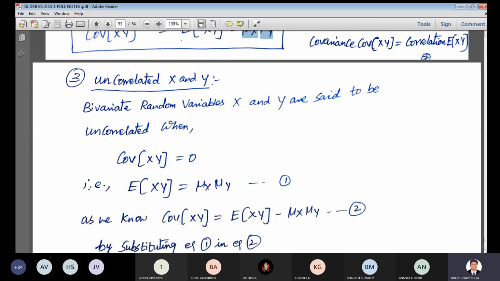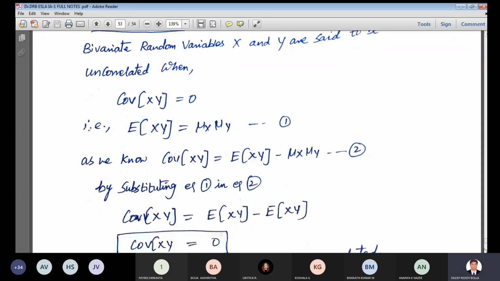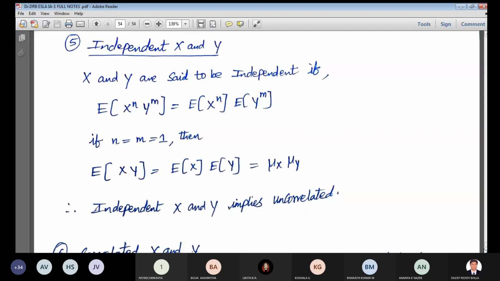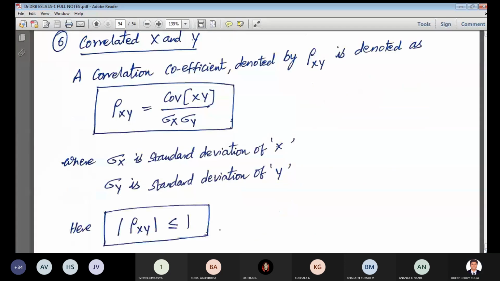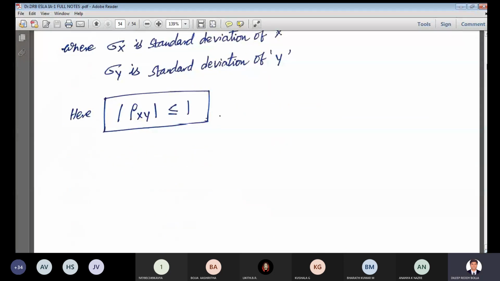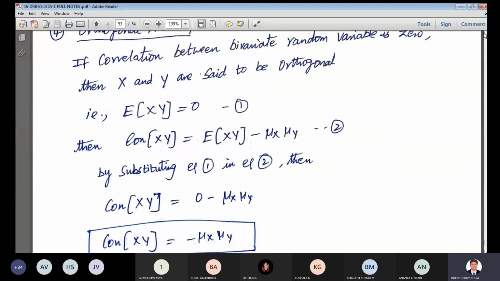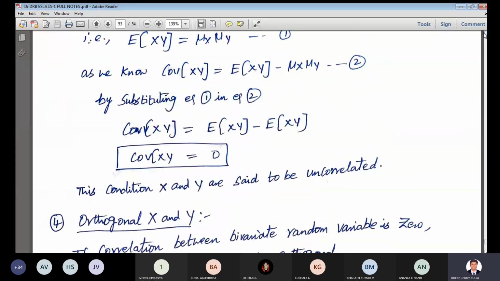Tomorrow's class we will see uncorrelated x and y, then orthogonal x and y, independent x and y, and that's all. Till here you prepare. So next class we are going to complete the syllabus.